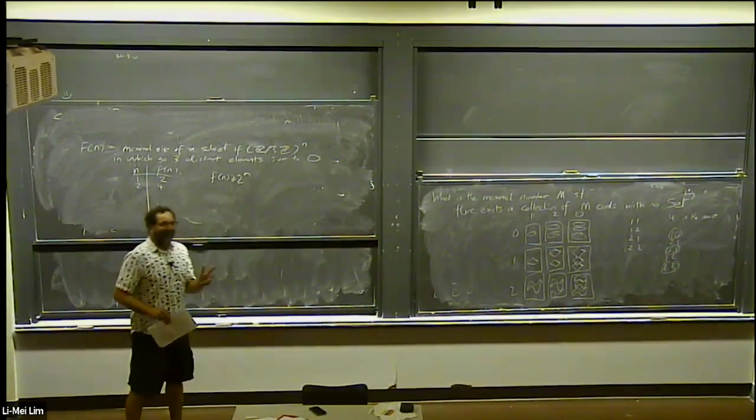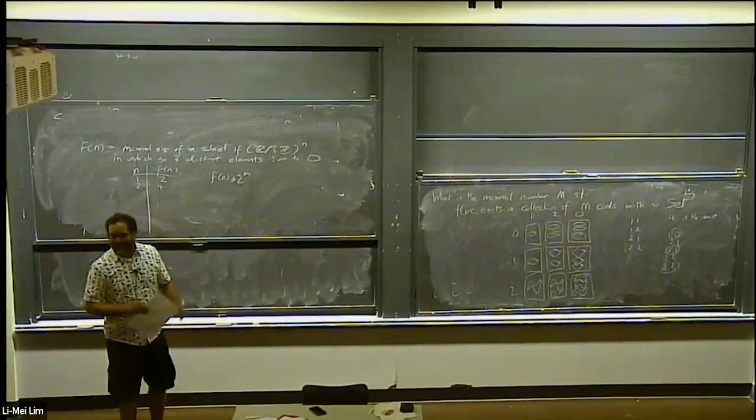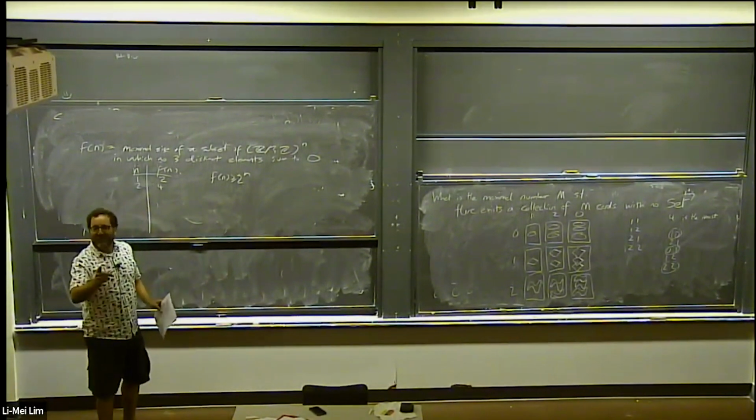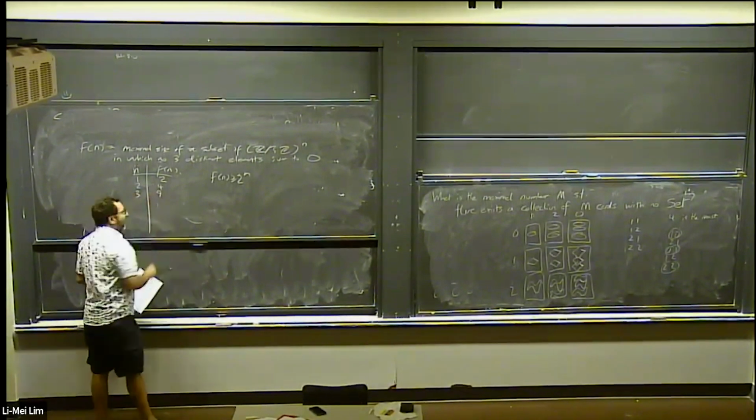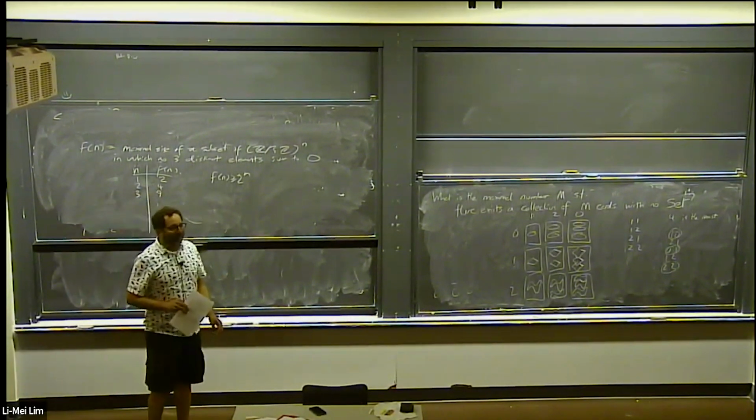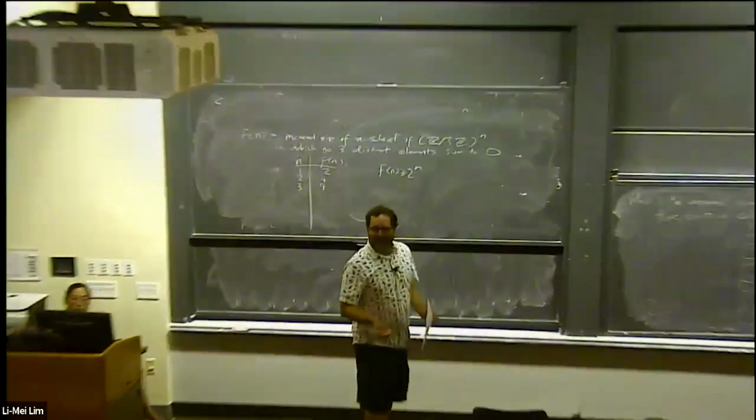In fact, not only is it wrong, it's wrong at the very next step. So this is your lesson: never do induction with only two cases. Because already f of 3 is equal to 9. You can do a little bit better. I'll draw a little picture because it's fun.